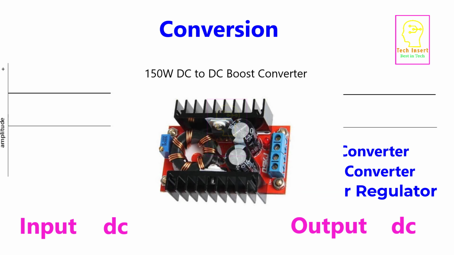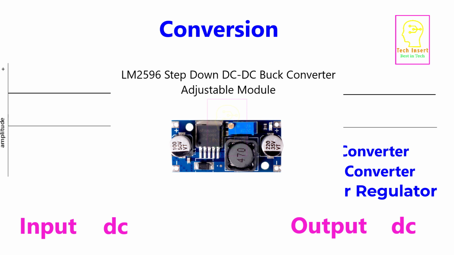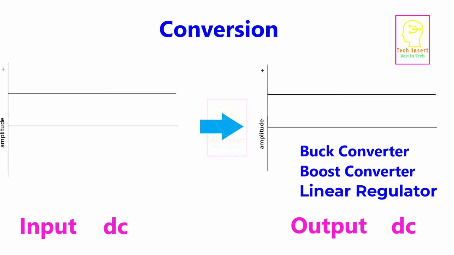If the output voltage is higher than the input voltage, then it is called a DC to DC boost converter. And if the output voltage is less than the input voltage, then it is called the DC to DC buck converter. Another type is called the linear regulator. The buck converter and the linear regulator are doing the same duty. Both will regulate the output voltage with respect to the input voltage.